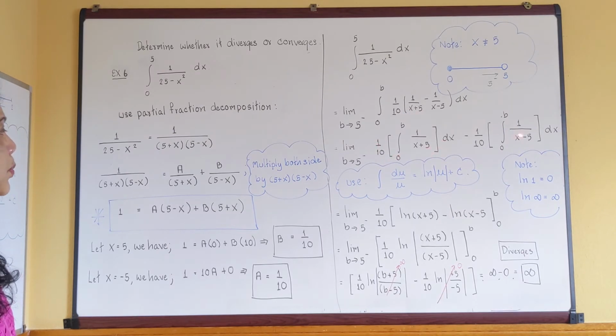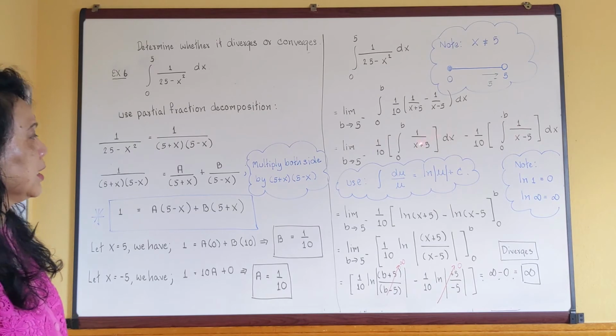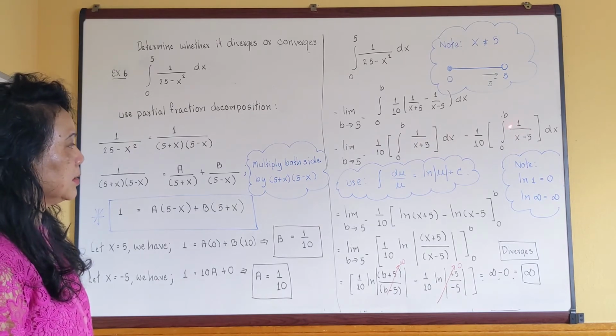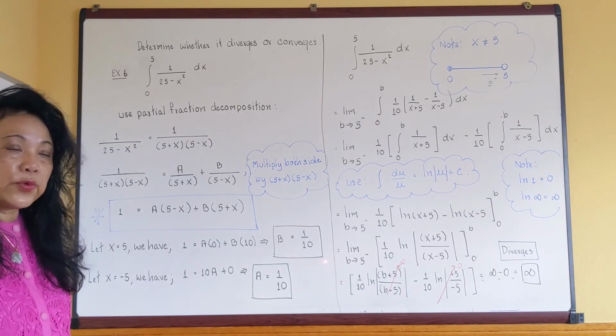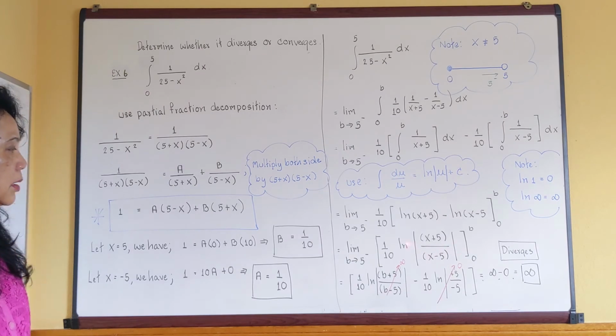You have two parts here, and I have to take an integral of this and this. I'm using this formula right here for both of them. So by doing that, I have the limit as b goes to 5 from the left of 1/10 times (ln|x plus 5| minus ln|x minus 5|). The lower limit is 0, the upper limit is b. Then I will rewrite it a little bit.